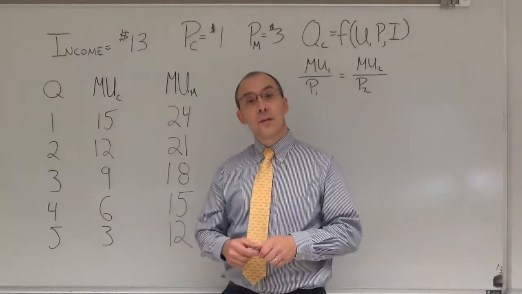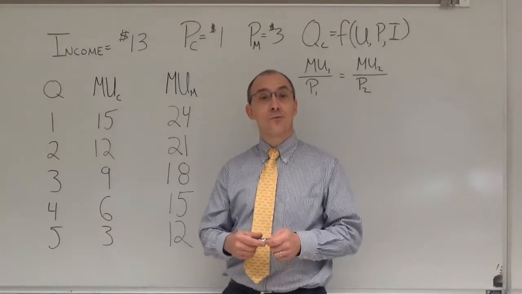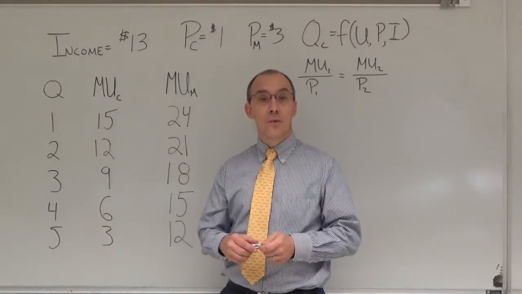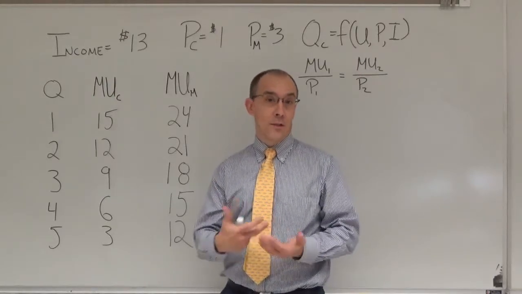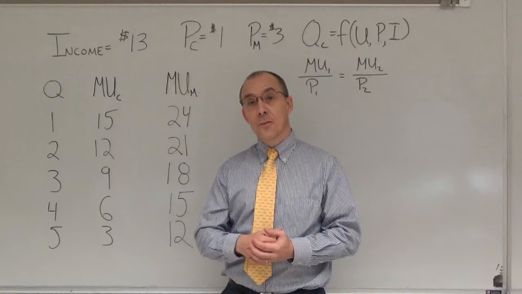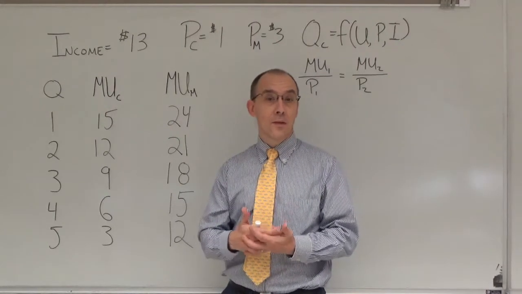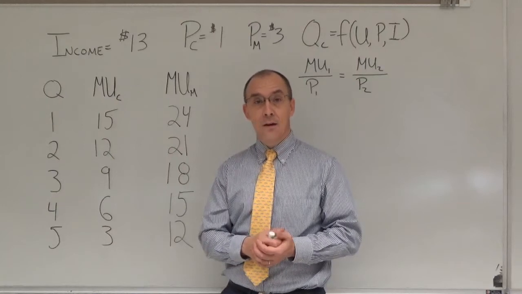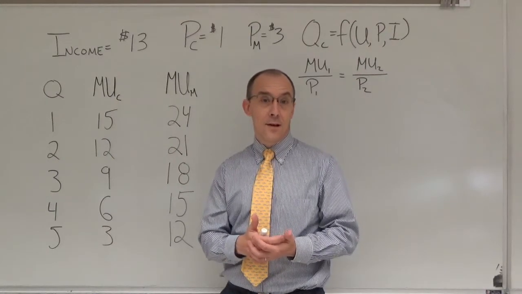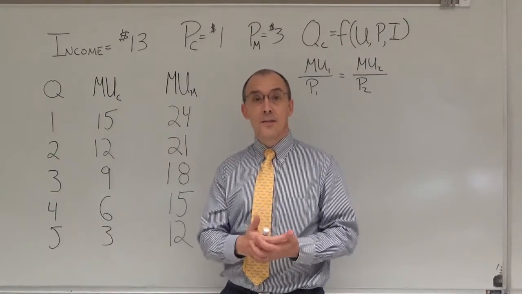This is a short little video about consumer choice and individual demand. In this video, we're going to be looking at how a consumer makes decisions about what to buy and how we can use that information to determine that individual's specific demand curve. In this situation, we're looking at Cookie Monster and his ability to buy cookies and milk.